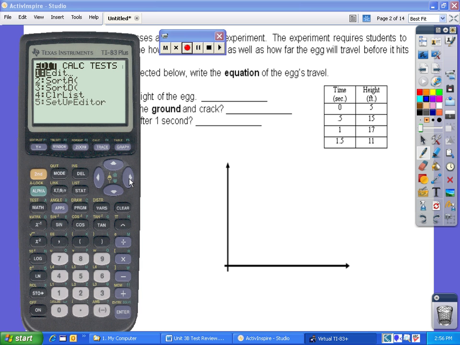Alright, so now what you're going to do is go to Stat, put your right arrow to Calc, and then go down to number 5, which is Quadratic Regression. Press Enter, and you'll see the blinkers waiting for you to press Enter again. So when you do that, you have your A value, which is negative 16, x squared or t squared, and your B value, which is 28x or 28t, and then 5 is your last number, which is your initial height.